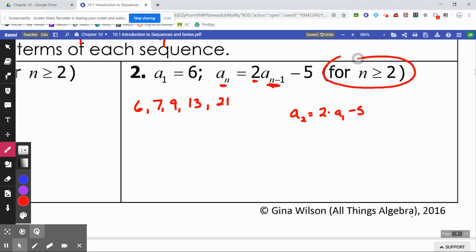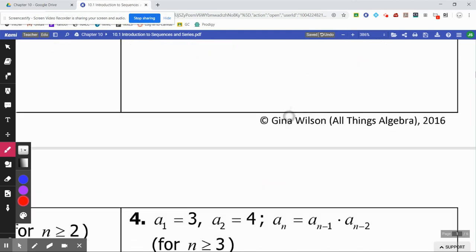Now, what does this whole n is greater than or equal to 2 mean? Here's your n value. For all values 2 and above, how do you find the second term, the third term, the fourth term? What about n equals 1? Well, we're given n equals 1. So for every other value greater than or equal to 2, to find a of 2, a of 3, a of 4, you're going to use this formula. So that's what that means.